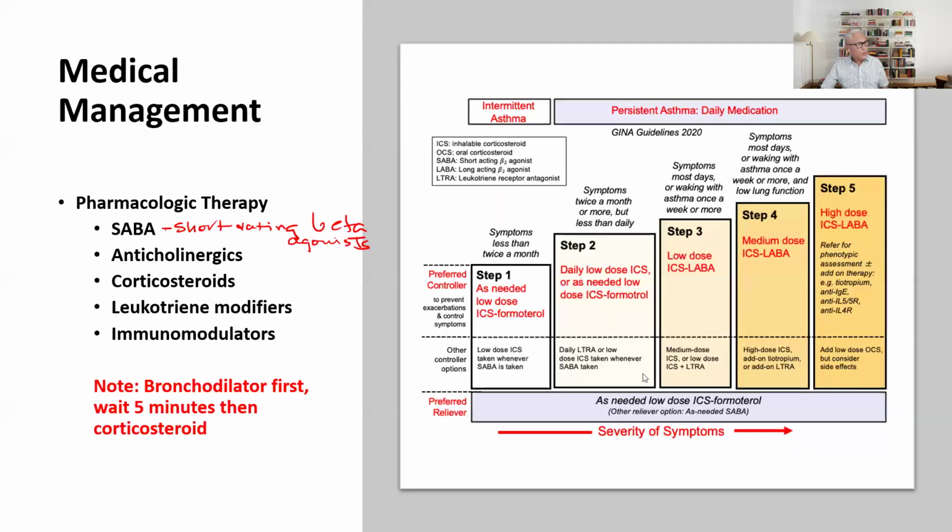Okay, so let's go back to this one. The other thing that is going to be part of medical management of patients with asthma is going to be the use of anticholinergic agents.